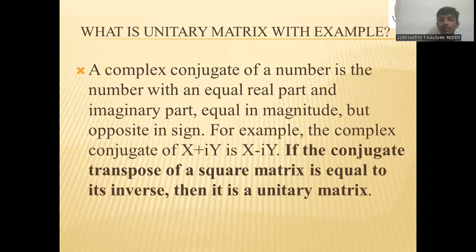What is a unitary matrix with example? The complex conjugate of a number is the number with an equal real part and an imaginary part equal in magnitude but opposite in sign. For example, the complex conjugate of x plus iy is x minus iy. If the conjugate transpose of a square matrix is equal to its inverse, then it is a unitary matrix. This is the basic definition of a unitary matrix.